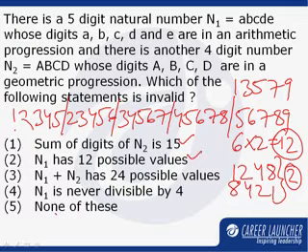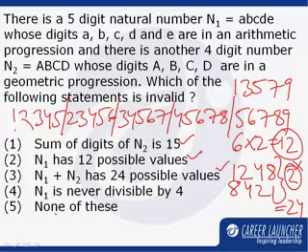Third statement says n1 plus n2 has 24 possible values. This is also correct because we found out 12 and 2 are the possible values of n1 and n2. Therefore, possible sums will be nothing but 12 into 2, which is 24. So, this statement is also correct.